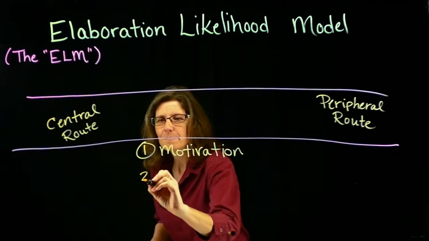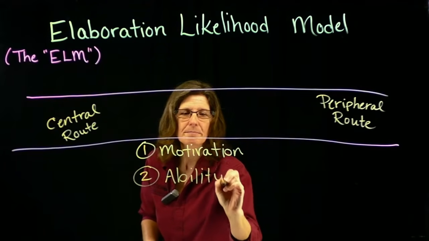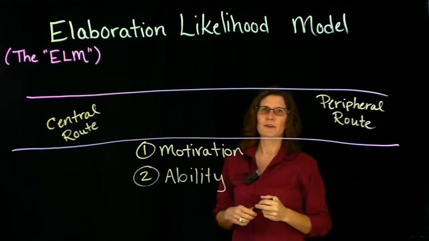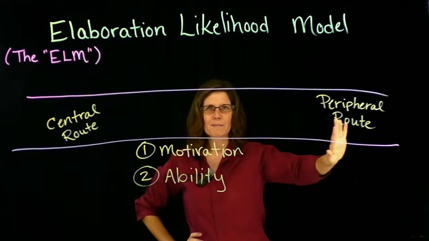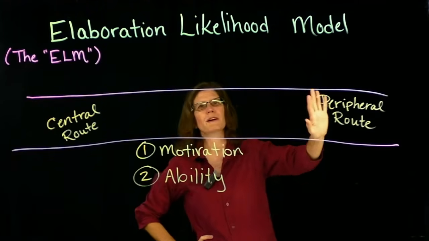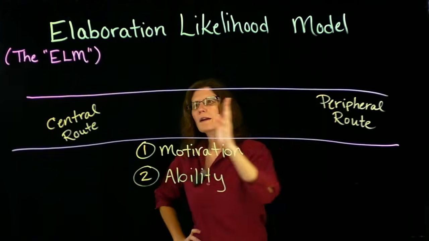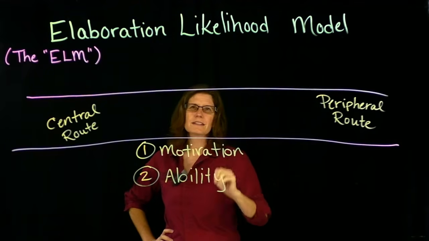The other thing is ability. If we don't have the ability to process your message, we're not going to be able to do it. And the less ability we have, the more we're going to be in that peripheral route. The more difficult your message is to process, the more we're going to be in the peripheral route. So you want to make sure that your messages are easier to process. So ability is really important.